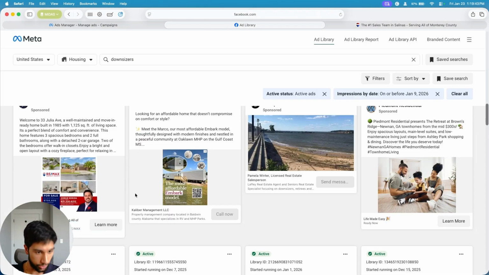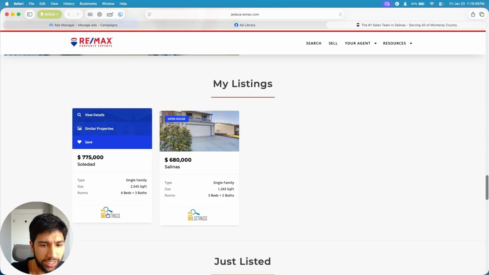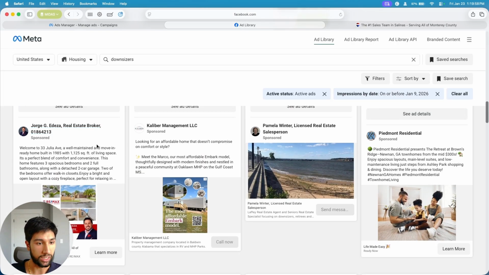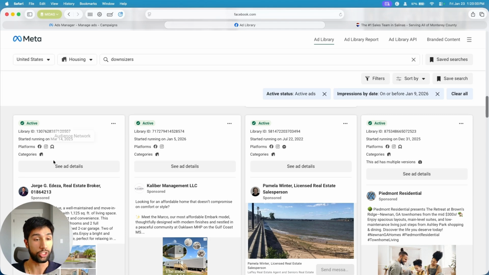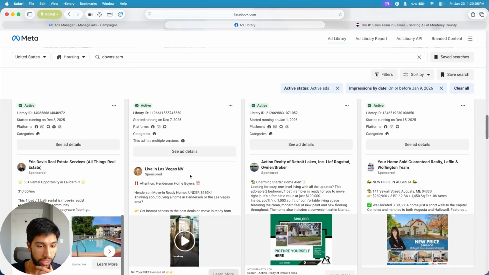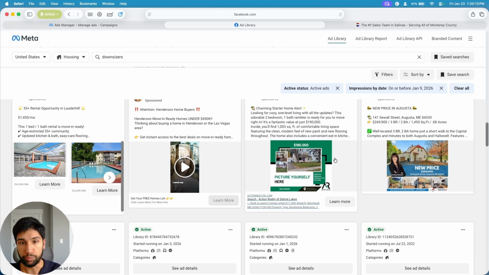Oh, look, this is a house. Or is it? Yeah, I think it's one of these. I don't know. It's actually not any of these. This started running back on March 14th. Jesus. Okay, that's not a good ad, clearly. But that's all right. But yeah, as you can see, the ads themselves are pretty simple.